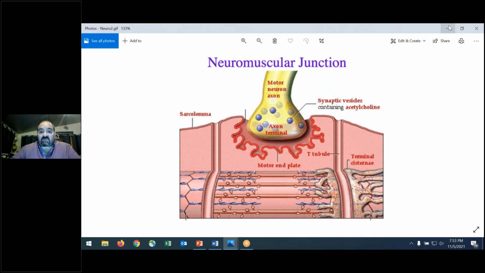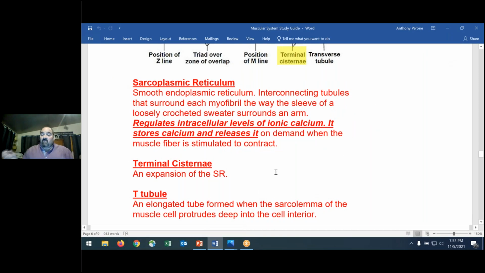Absolutely. So to get back there, calcium is important in two areas, two times for skeletal muscle contraction to occur. Okay. And you'll see here that really the bottom line, and I've highlighted it here and put it in bold, is that the sarcoplasmic reticulum holds on to calcium. What does the skeletal system do? It's a reservoir for calcium, is it not? So the sarcoplasmic reticulum, a reservoir for calcium, regulates intracellular levels of ionic calcium, and it stores calcium and releases it on demand, right? So very important.